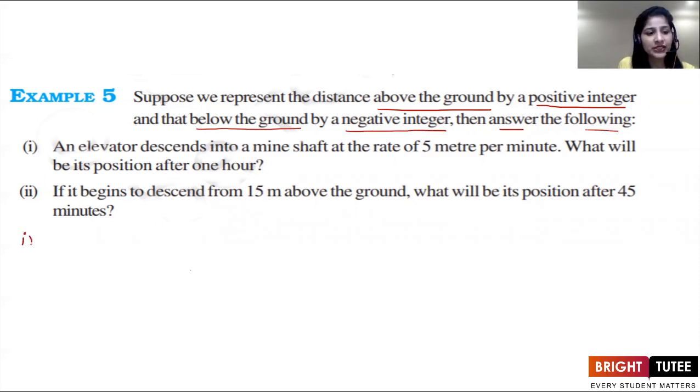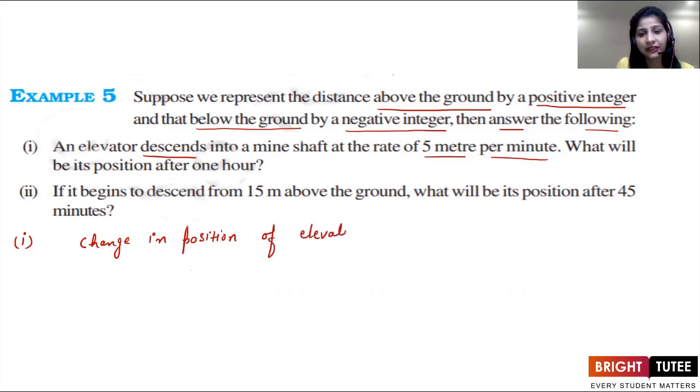The first part of the question says, an elevator descends into a mine. Descends means it goes down into a mine shaft at the rate of 5 meter per minute. That means it is going down at what rate? 5 meter per minute. What will be its position after 1 hour? Because it is going down, the distance will be represented with a negative integer. So we will write change in position of the elevator.